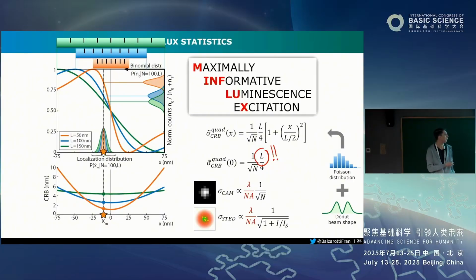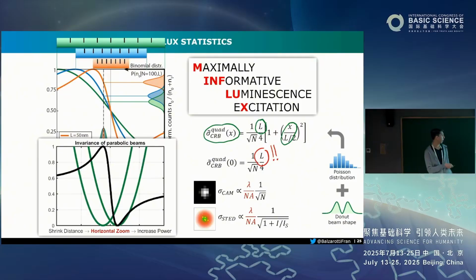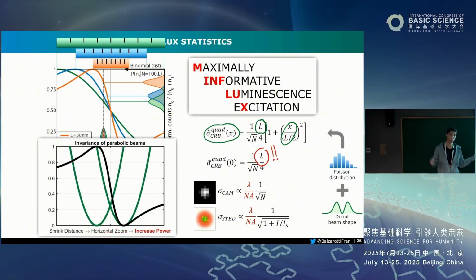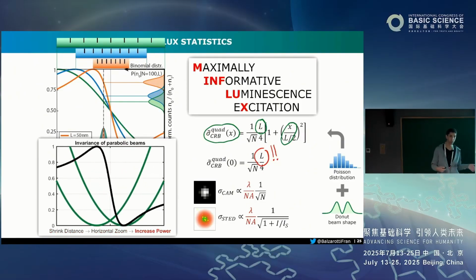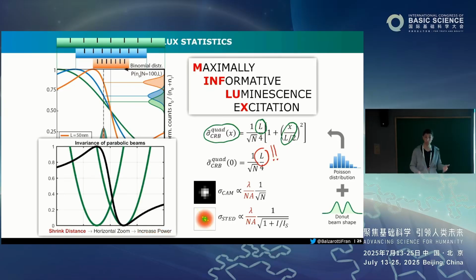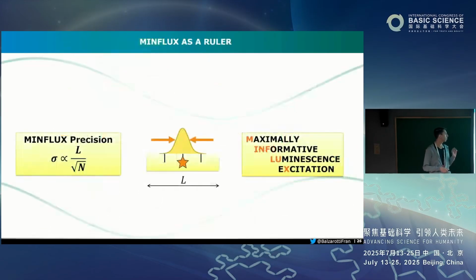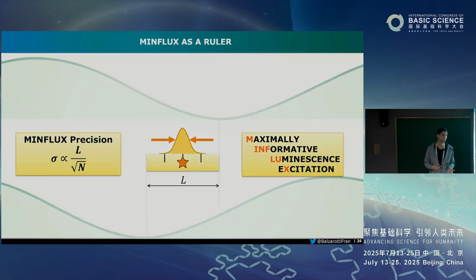This is the trick. That's why we call this maximally informative luminescence excitation, because we are manipulating the Fisher information of this problem in a geometric way. Interestingly, everything that is in meters is divided by this L parameter, which means that this function is invariant to spatial scaling. So you can shrink the distance between the beams, zoom in, and increase the power, and this will keep working as long as you don't have too much background or your zero is bad. So in a nutshell, that's the reason why the precision can scale geometrically, and this opens a lot of doors.